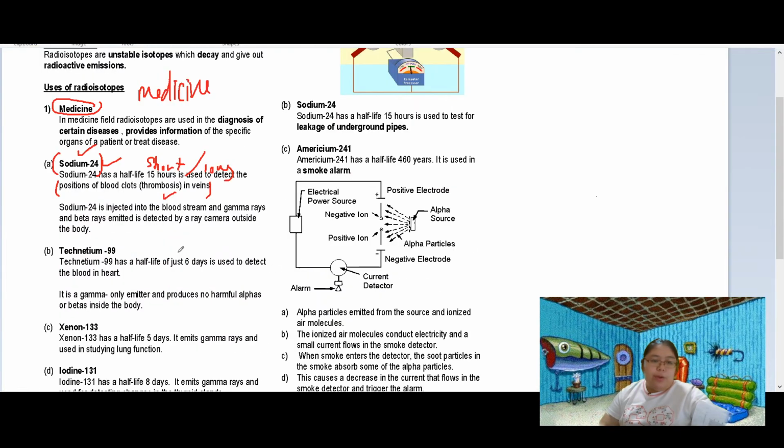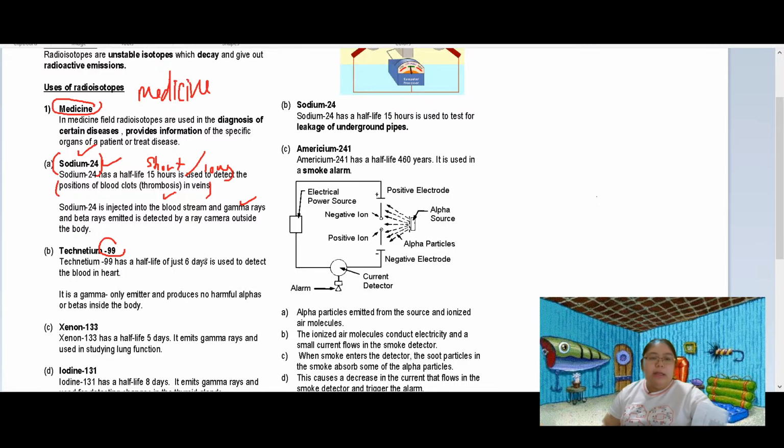Now we're going to see the next one. They produce gamma rays and also beta emission, detected by a ray camera outside the body. How they function, we don't need to know. We just want to know the name. After that, whether the half-life is short or long. Then you need to tell the function.